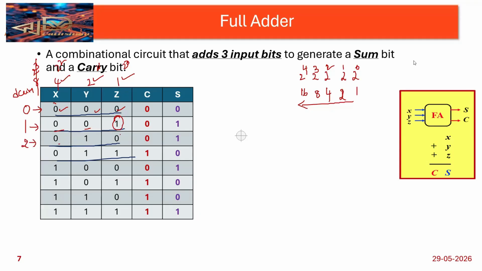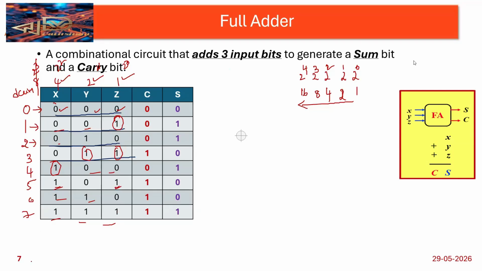2 means 010, and 3 means how we are writing? 2 plus 1, in 2 position and 3 position, it is there, right? Then 4, how can we write? Only in the fourth position 1, then the others 0. 5 means 4 plus 1, 6 means 4 plus 2, 7 means 4 plus 2 plus 1, right?